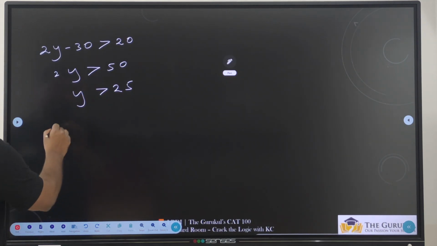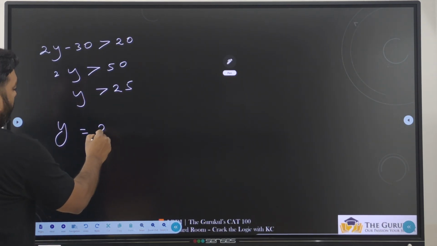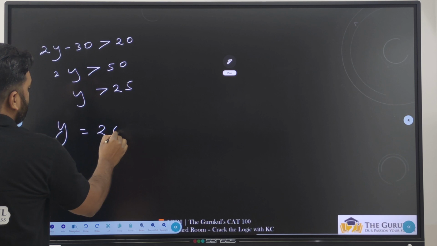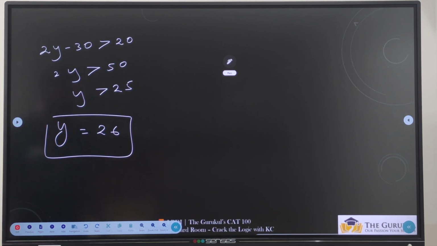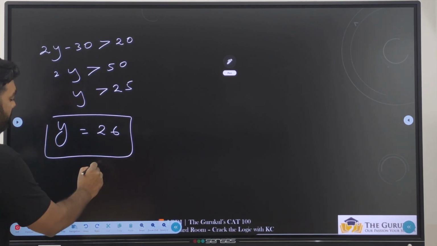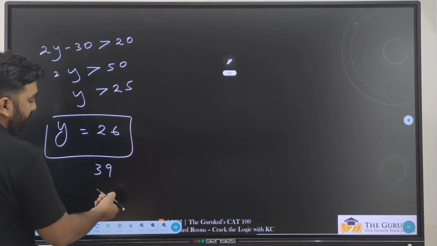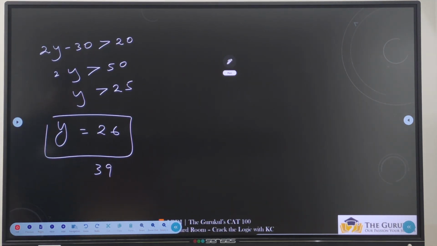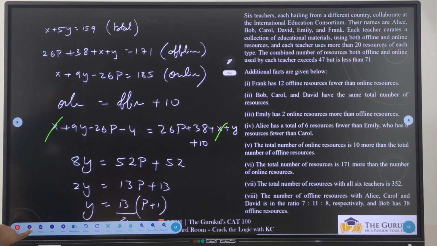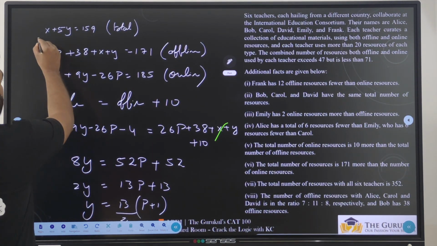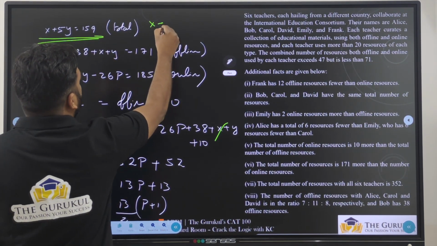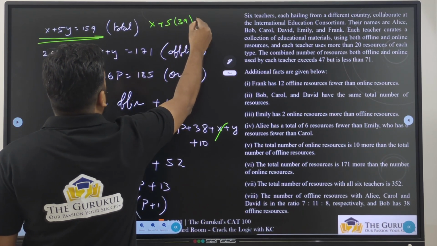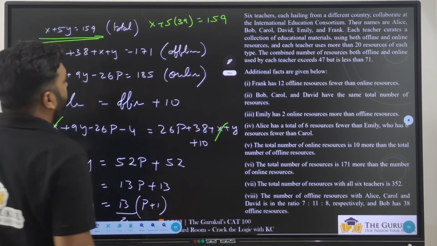only possibility is y equal to 26, or y can be equal to 39 or the next multiples also. But the problem is, if I take y as 39, if you observe here, that is x plus 5 into 39 is equal to 159.